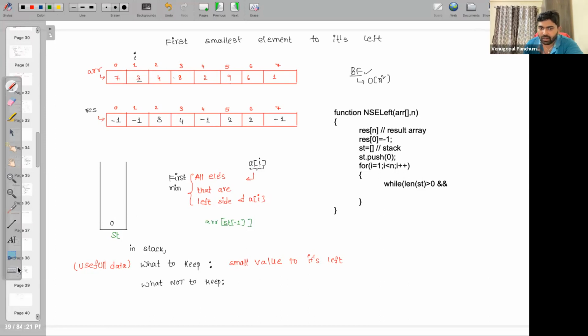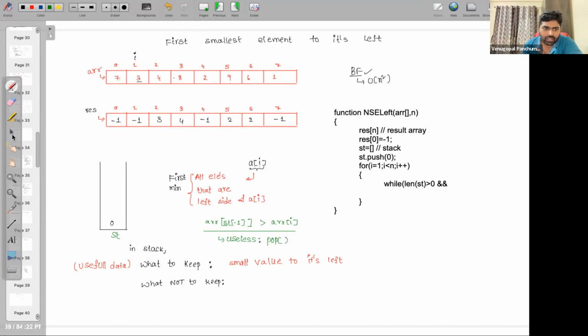ARR of that. Whatever this value is, if it is bigger than the array of I, then in such a case, can you tell me, is it useful or useless? Useless. Useless, right? Very good. This is useless. So pop it.